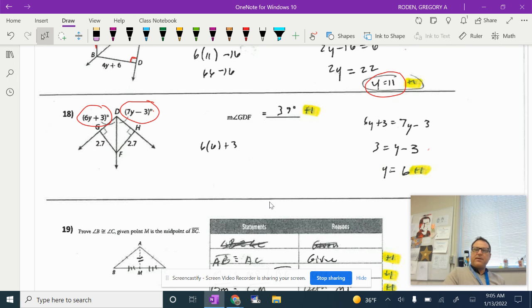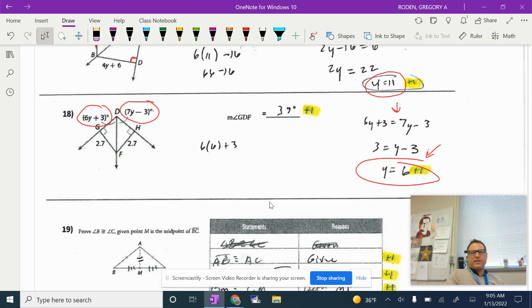So doing the math here, so what did I do? I subtracted 6y from both sides and got y. And then I added 3 to both sides and get y equals 6 right here, okay?